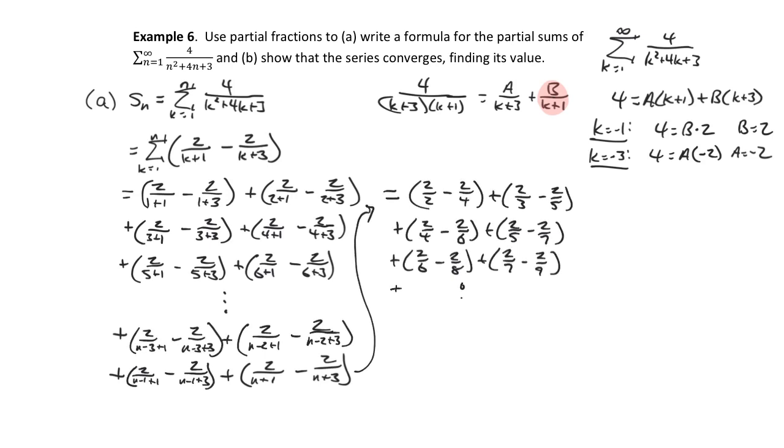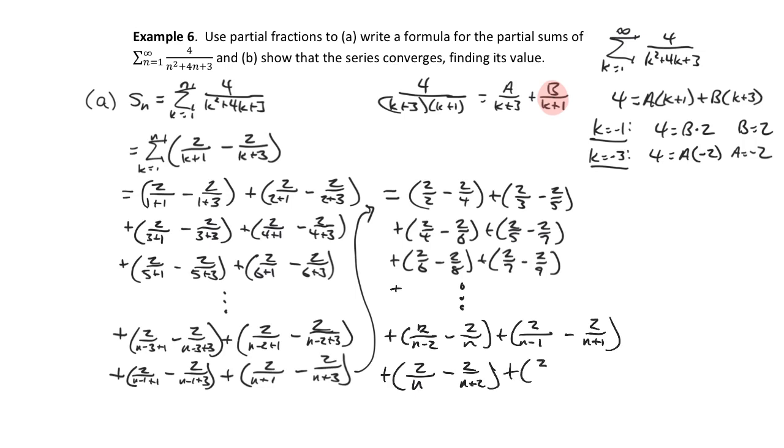plus, and then we have a bunch of terms we'll just take a break on, and now we've got to be careful here, plus this is 2 over n minus 2 minus 2 over n plus 2 over n minus 1 minus 2 over n plus 1 plus 2 over n minus 2 over n plus 2 over n plus 1 minus 2 over n plus 3.